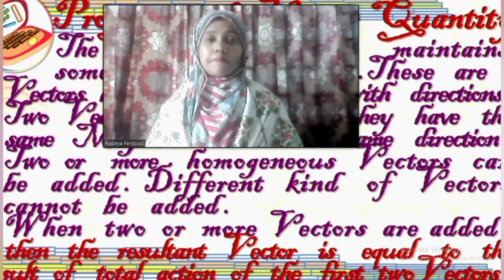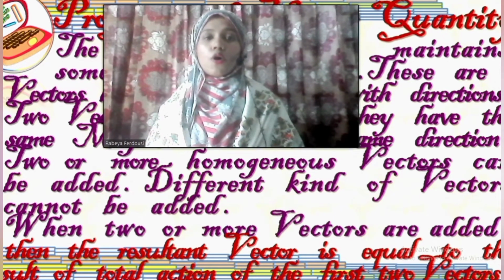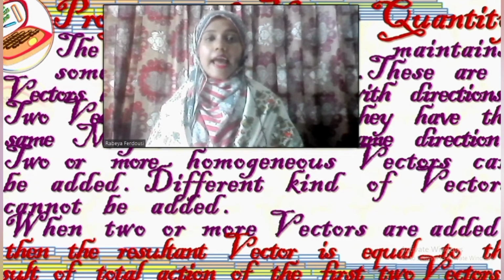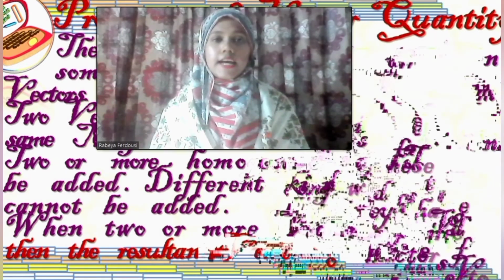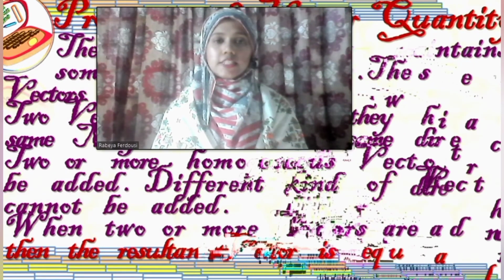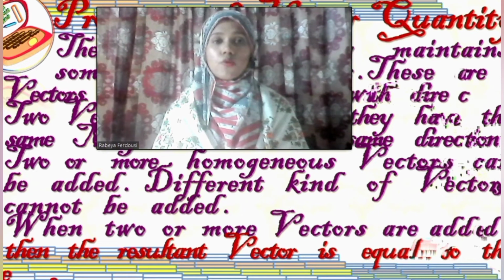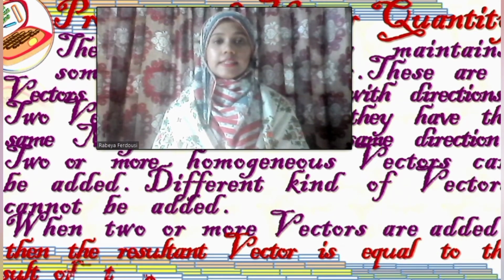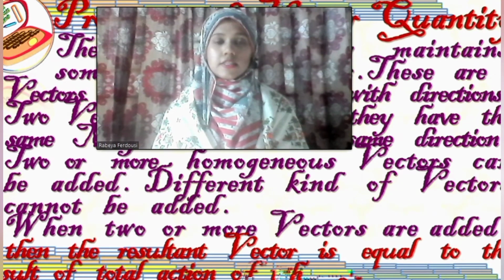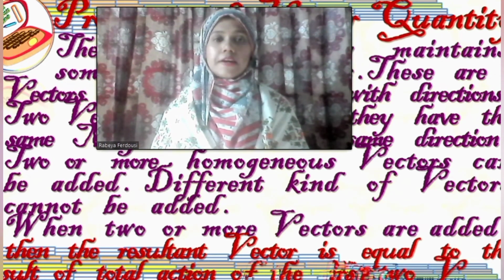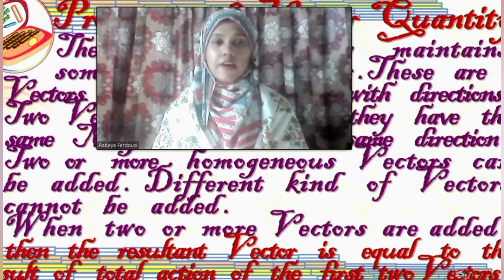For example, two or more vectors of velocities can be added, but the vectors of velocity and acceleration, or the vectors of velocity and force, cannot be added. The fourth property of vectors is when two or more vectors are added, then the resultant vector is equal to the result of total action of the first two or more vectors.